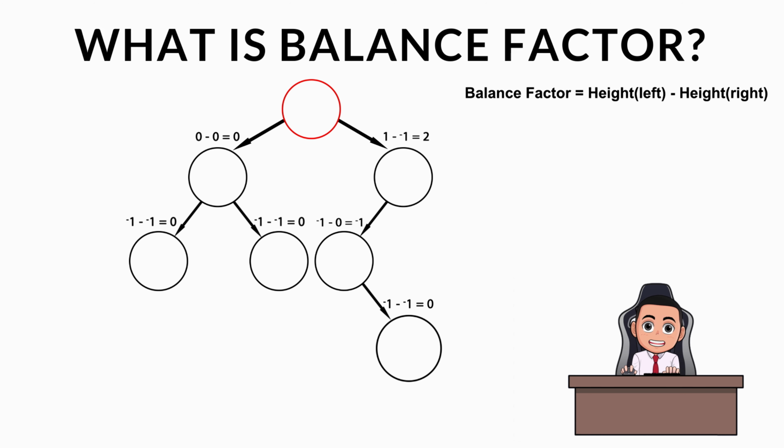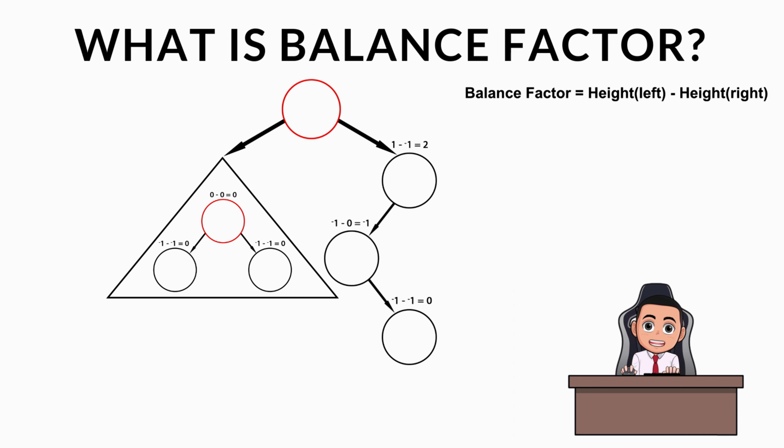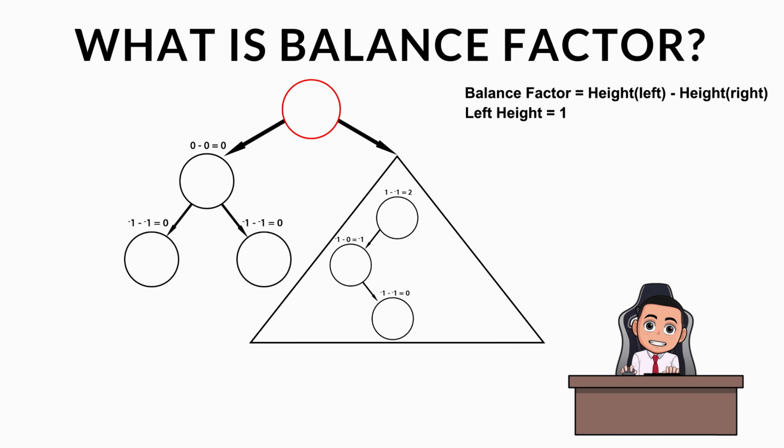Last node, looking at the left subtree, the left side is 1. The right side is 1, so the height of the left subtree is 1. Taking a look at the right subtree, we get 1, 2. So the height of the right subtree is 2. So we get 1 minus 2. So we get a balance factor of -1.